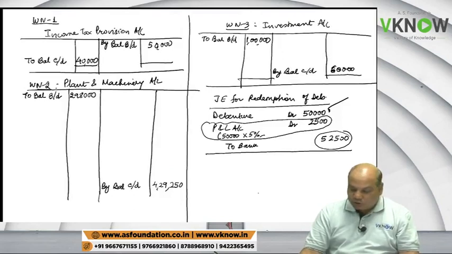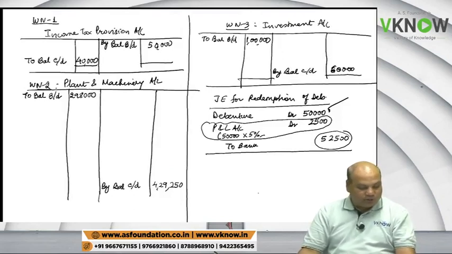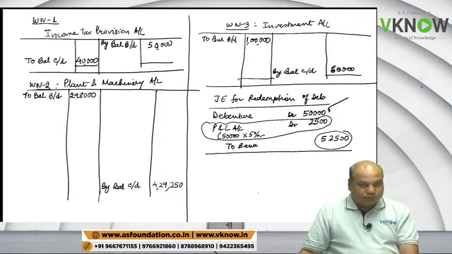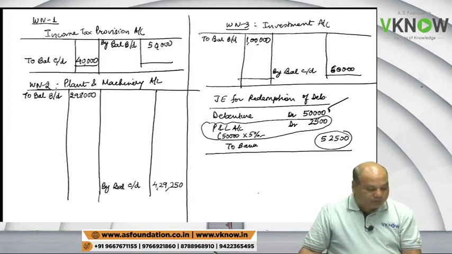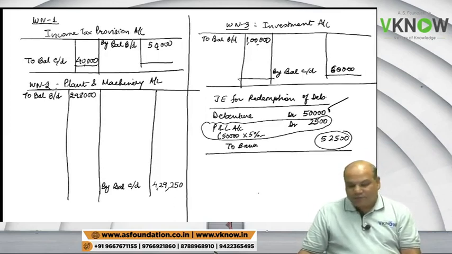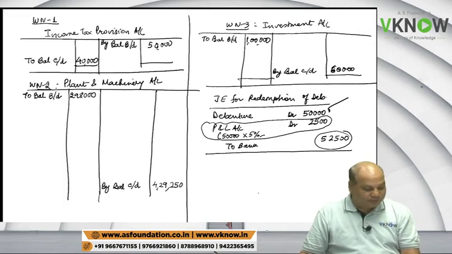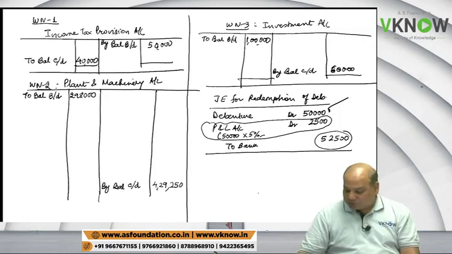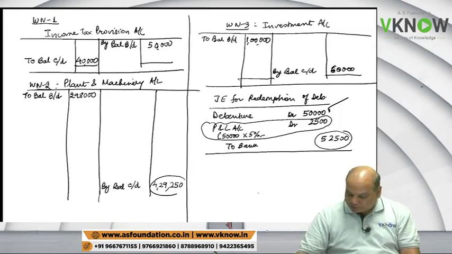Now come to working note number 2. Plant and machinery account. 15% depreciation has been charged in the accounts on plant and machinery. So they have not mentioned about date of sale of machine. They have not mentioned about date of purchase of the machine. So how do I compute the depreciation?